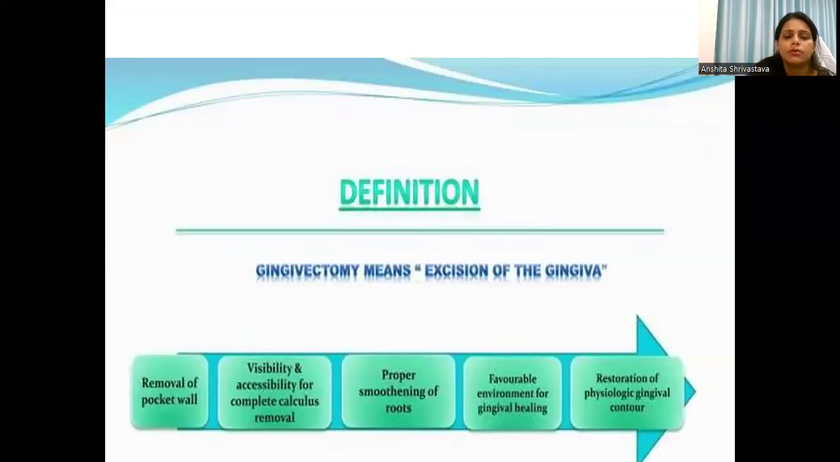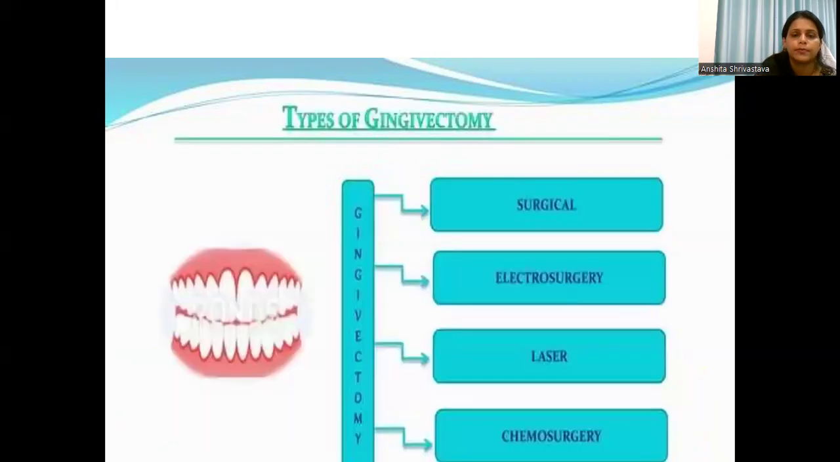Okay. So we'll be discussing a little bit about gingivectomy. What is gingivectomy? It means excision of the gingiva. So how will you do the gingivectomy? You will remove the pocket wall. There is visibility and accessibility for complete calculus removal. You'll do the proper root planing, a favorable environment for gingival healing, and then restoration of physiologic gingival contour.